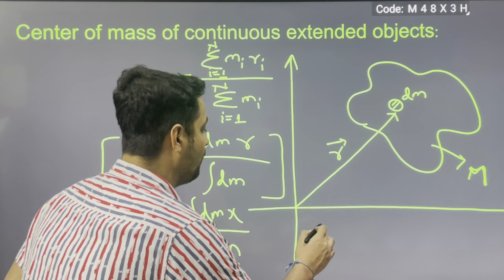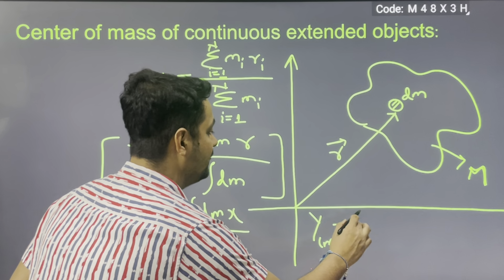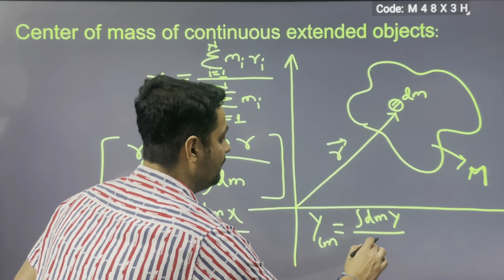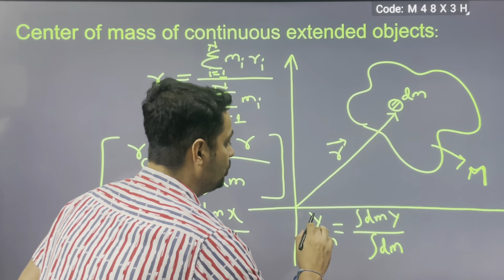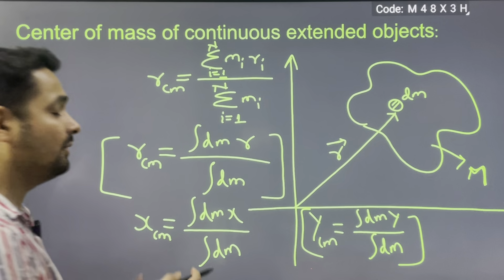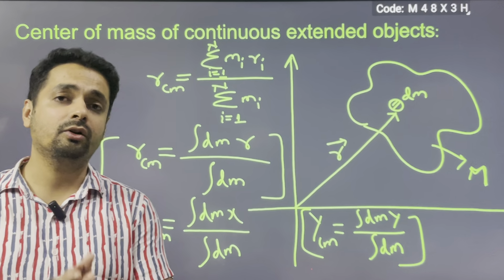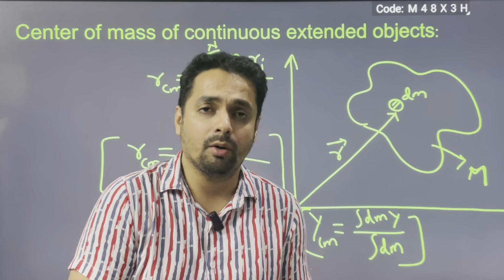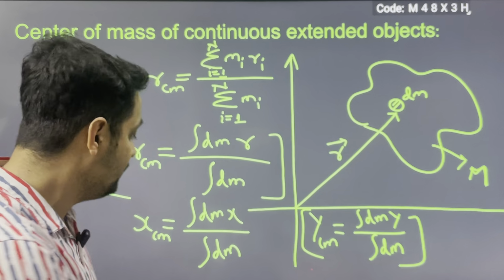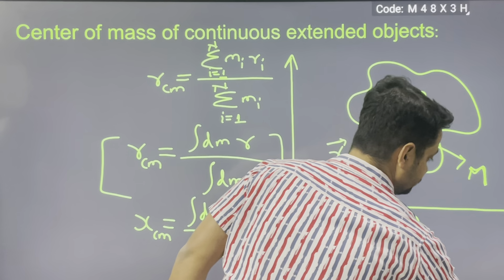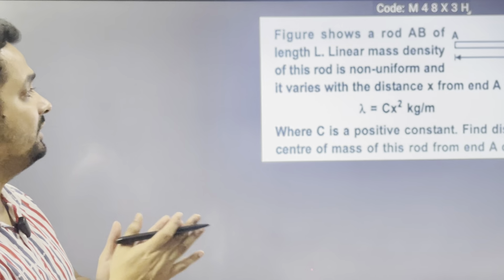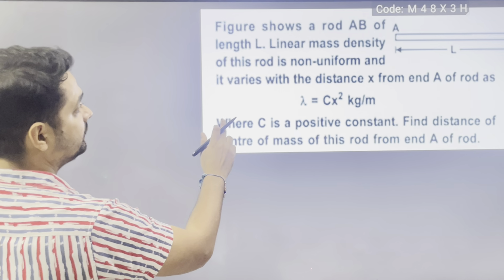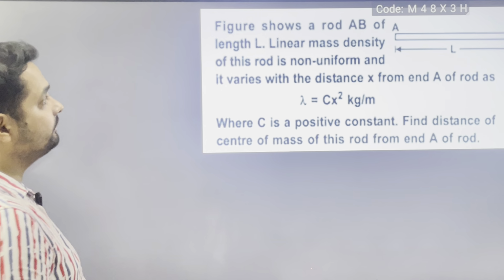In the same way, if I want to write y center of mass, I will write the integration of dm y divided by the integration of dm, that is the total mass. So in this way we can find x center of mass and y center of mass of any continuous body. We will deal with some problems so that we can understand it better. So the next slide is here; you can see in this question what is given.